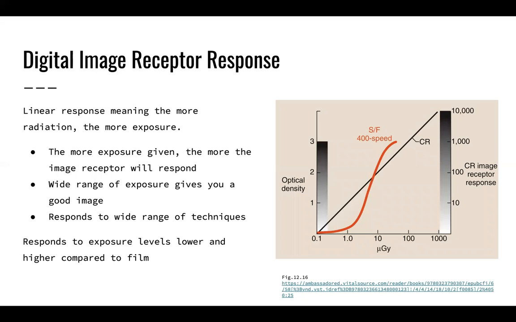Then on the right side, it shows a graph. The red is the film, and the black line going across is the digital image receptor response compared to the film. And then you can see how it's a linear response compared to the film, which means the more radiation, the more exposure you're going to get.